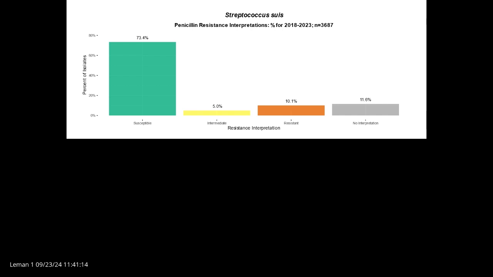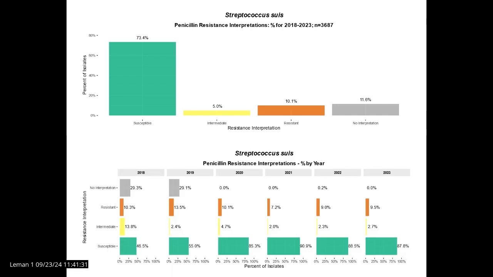All right, so we'll move into the drugs that might get used. So Strep suis, gram-positive. We'll look at some of the beta-lactam antibiotics. So penicillin, kind of basic. You can sometimes find it off the shelf, although I think at some point it's going to go to prescription. We'll see that about 75% are listed as susceptible.